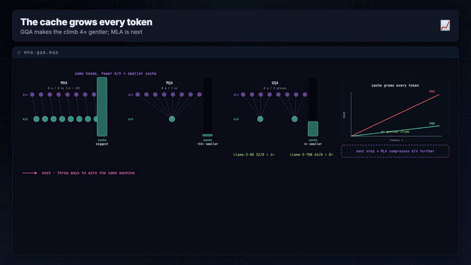One last tease, there is a step beyond GQA. Compress the keys and values into a small shared latent. DeepSeek calls it MLA and we'll meet it next stage. Next episode though, we zoom out. The same attention machine can be wired 3 different ways: decoder only, encoder only, encoder decoder. And which one you pick decides what the model is good at.